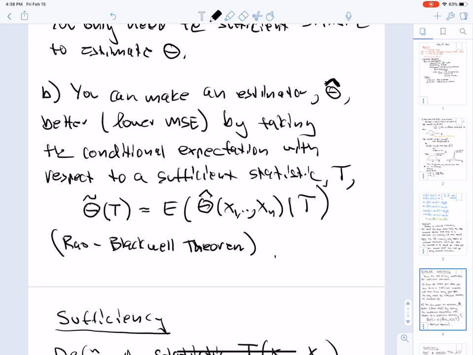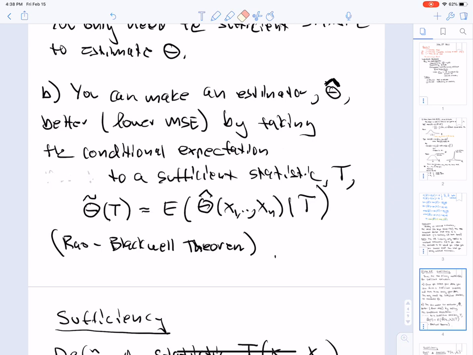Secondly, you can make an estimator theta hat better, in other words, with a lower MSE, by taking the conditional expectation with respect to a sufficient statistic. So when we take the conditional expectation of theta hat with respect to T, or given T, this is a function of T.